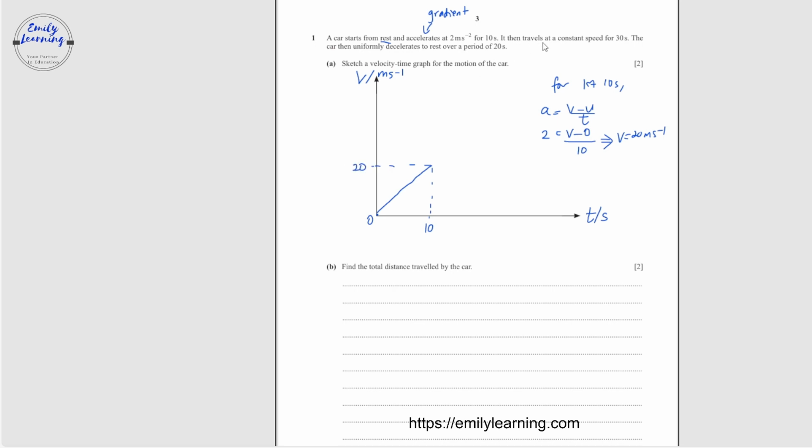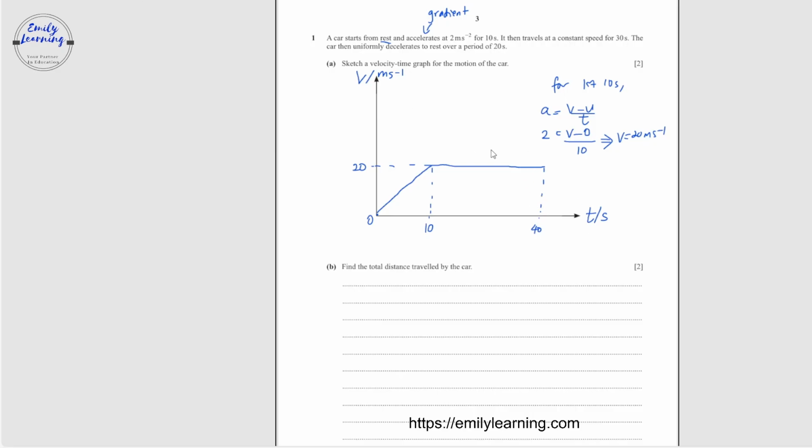Next, it then travels at a constant speed for 30 seconds. If it's a constant speed, it is a horizontal line. Okay, and for 30 seconds, so from here to here is 30 seconds. So in other words, this portion here is 40. Finally, it decelerates over a period of 20 seconds.